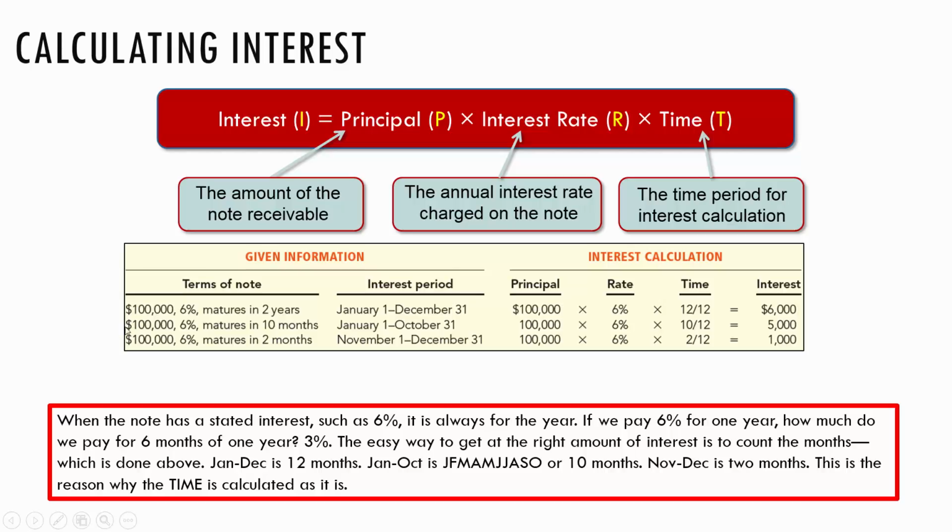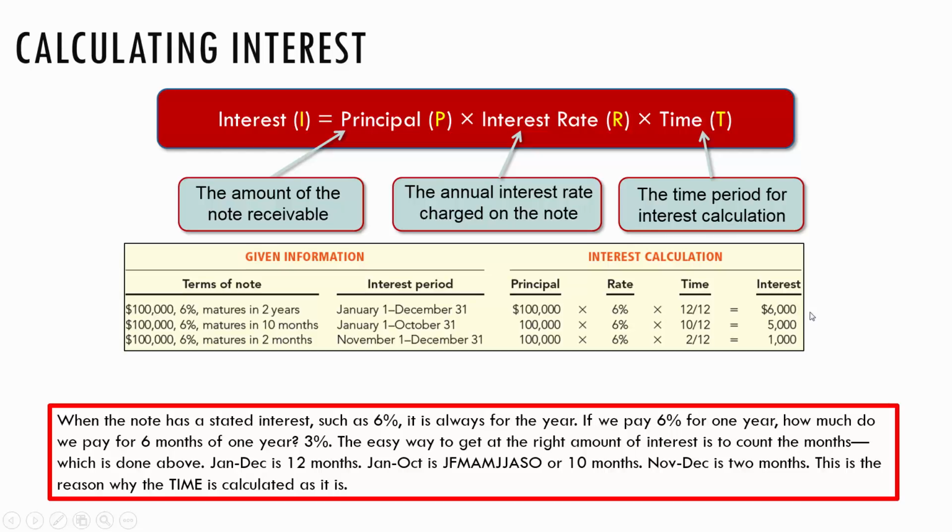So, for example, if we have $100,000 at 6%, and it will mature in 2 years, that means that this note runs for 2 years, and at the end of 2 years, the customer should be paying back the $100,000. The interest rate applies for the whole year, so 6% will be earned in each year. January through December of the first year, it will be $6,000 in interest. This is calculated by $100,000 times 6% times 12 of 12 months, so for the full year.